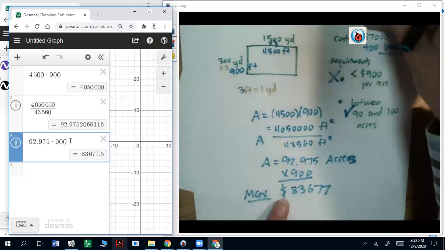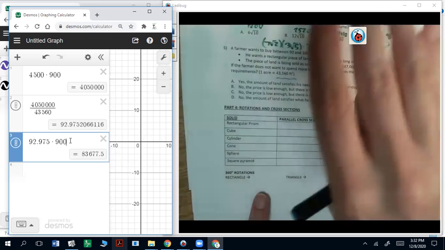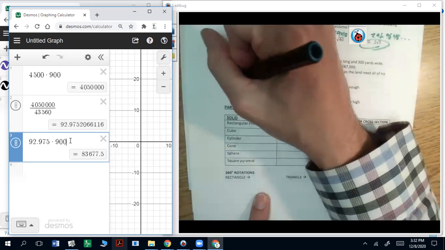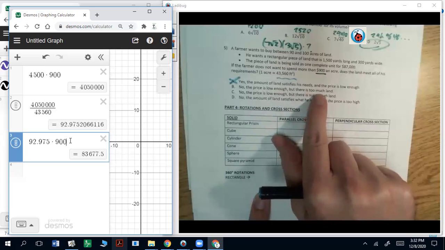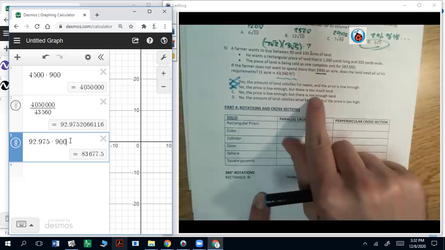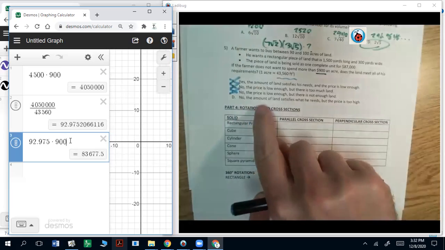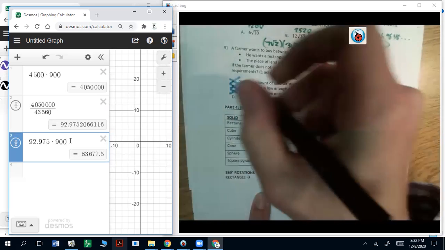The land's right. Let's answer the question. Yes, the amount of land satisfies his needs and the price is low enough. Not true. No, the price is low enough, but there is too much land. That's the opposite. No, the price is low enough, but there's not enough land. No, we have enough land, but the price is too high.